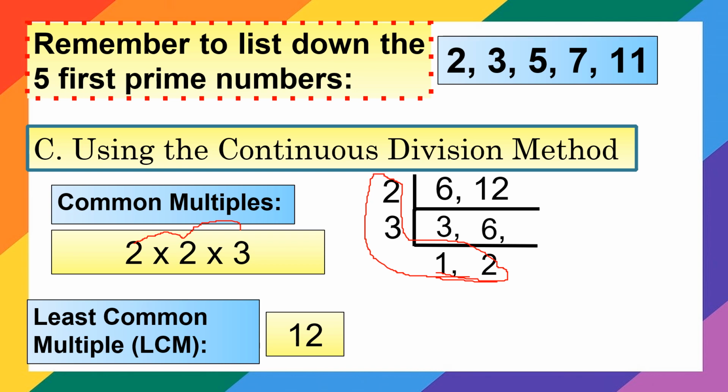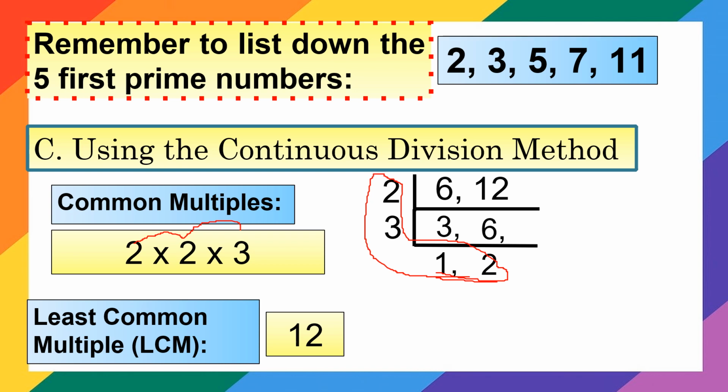Okay, so whether we're going to use the listing method or the prime factorization or the continuous division, we will arrive with the same answer. Okay? So, what method do you think is easier for you to use? Is it a listing method? Is it a prime factorization or a continuous division?